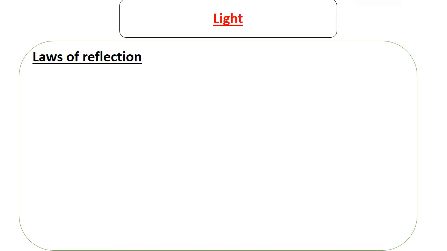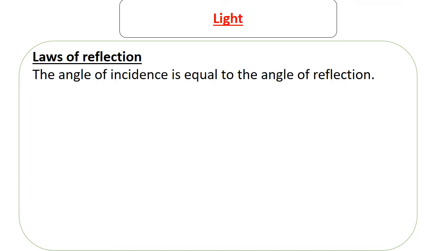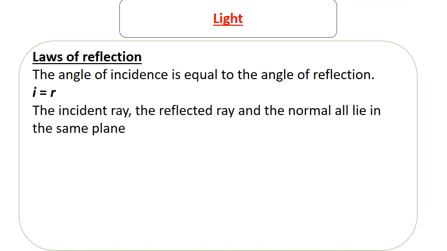Next, we look at the laws of reflection. The angle of incidence is always equal to the angle of reflection. This is the law of reflection. So I is always equal to R. The incident ray, the reflected ray, and the normal all lie in the same plane.